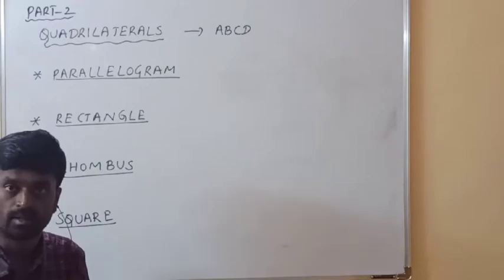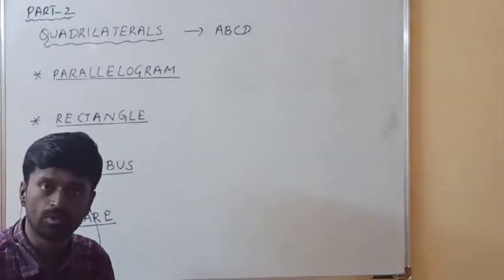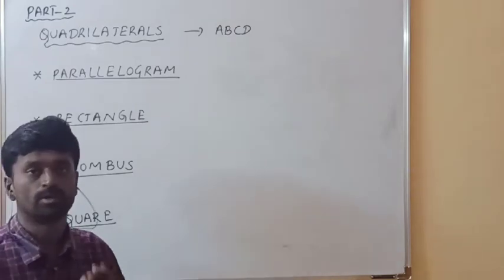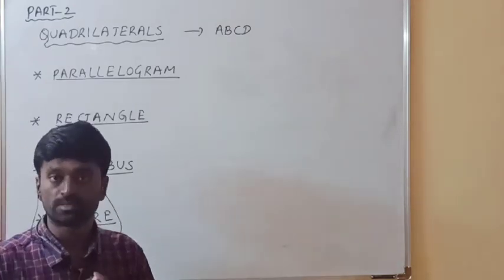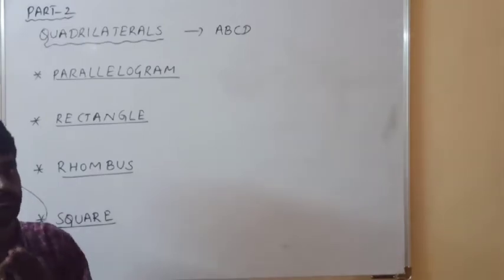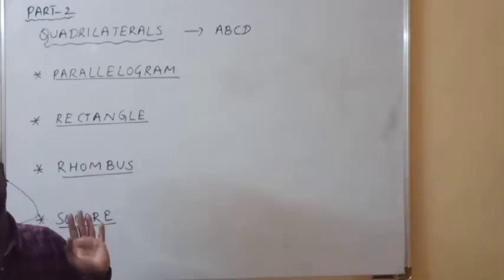Next, square. So a quadrilateral is said to be a square if all sides are equal, diagonals are equal, diagonals bisect each other, diagonals are perpendicular. That is, all sides are equal, diagonals are equal, diagonals are perpendicular bisectors.